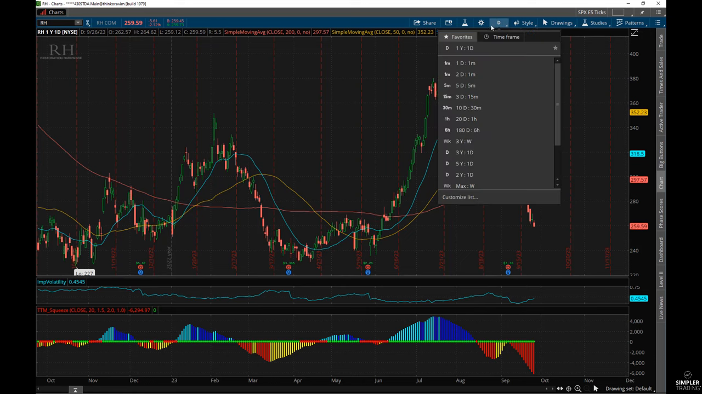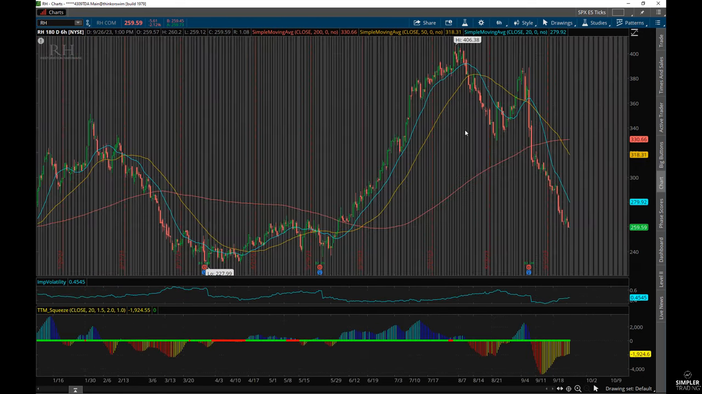So what's it done in the last 180 days? Ooh, looks pretty bad. There's an earnings period right there. It must have been good from that earnings period, et cetera. Now it's coming down. Here's another earnings period here. And obviously we had a big free fall. You can look at this chart and go, this earnings must have been good. This earnings must have been bad, right?